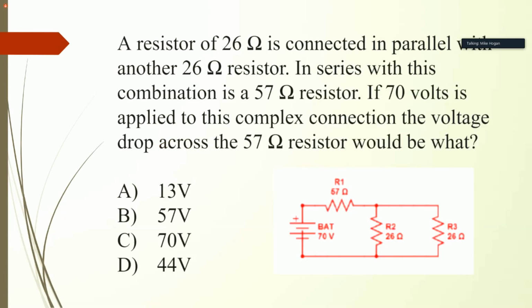A resistor of 26 ohms is connected in parallel with another resistor of 26 ohms. In series with this combination is a 57 ohm resistor. The 70 volts is applied to this complex connection. The voltage drop across the 57 ohm resistor would be what? C. 70.